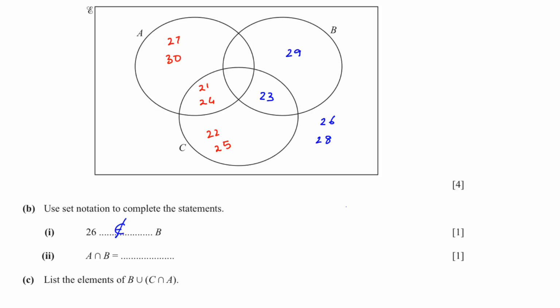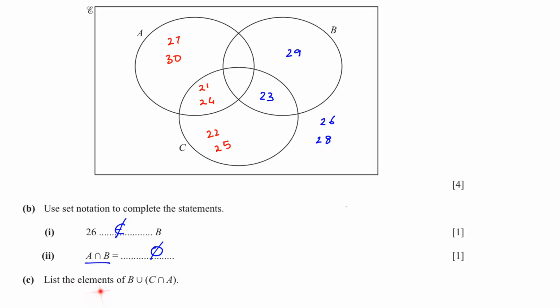B2, A intersection B. A intersection B is the overlapping part of the circles which is common to A and to B. We can see that it's empty. For an empty set, we use the symbol, we draw a circle and draw a line like this. So that is an empty set.